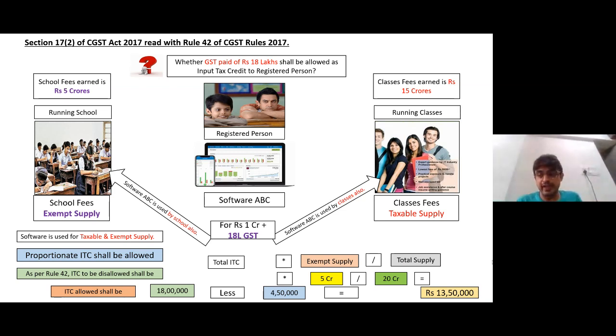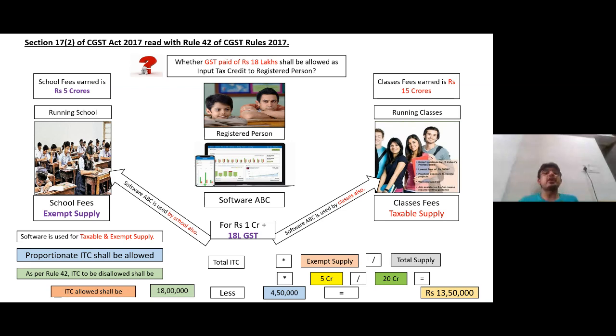Very good. One or two have correctly replied. Third answer, proportionate to his income. Very good, Kalyani ji. Okay. So in this case, when you are supplying exempt income as well as taxable income, you cannot take full ITC. You are required to reverse certain ITC. In which ratio, sir? In the ratio of turnover.